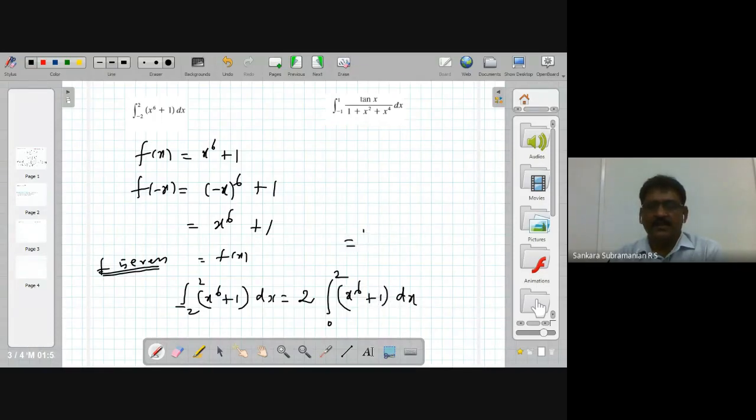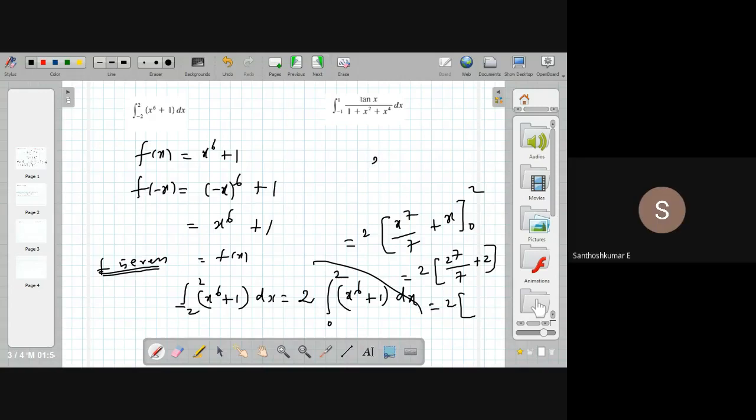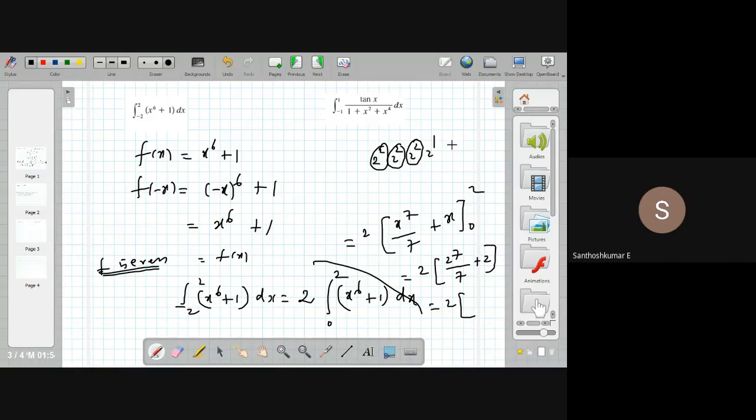If you do that, you will get x to the power 7 by 7 plus x, taken over the limits 0 to 2, which is equal to 2 to the power 7 by 7 plus 2 will be the answer. For the limits, the lower limit will always become 0, right? So if you evaluate, what is 2 power 7? Sir, 2 power 7, 64, 64, 128, sir. 4 fours are 16, 16 fours are 64, 64 into 2 is 128.